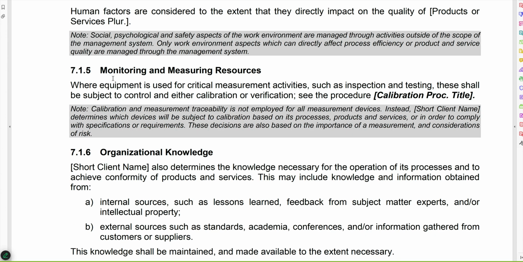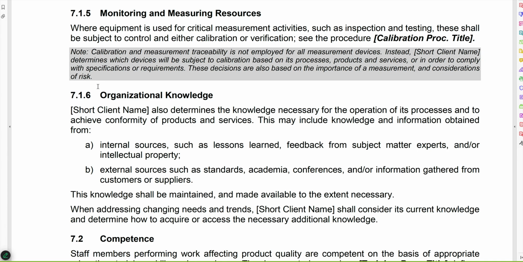Now, in section 7.1.6, we look into all of the activities that we are going to do, and again the procedures that may apply. We look into organizational knowledge. The company also needs to determine the knowledge necessary for the operation of its processes and to achieve conformity of products and services. So this is where the management is saying that we have internal sources such as lessons learned, feedback from subject matter experts, and intellectual properties. They also have corporate-level trainings, and externally they have sources such as standards, academia, conferences, and information gathered from customers or suppliers.